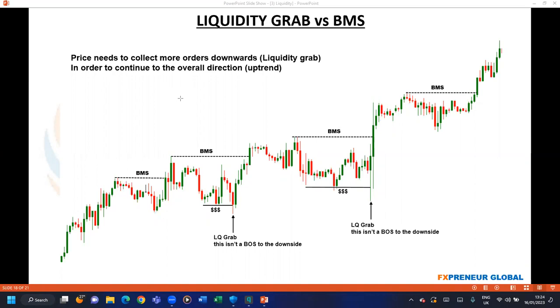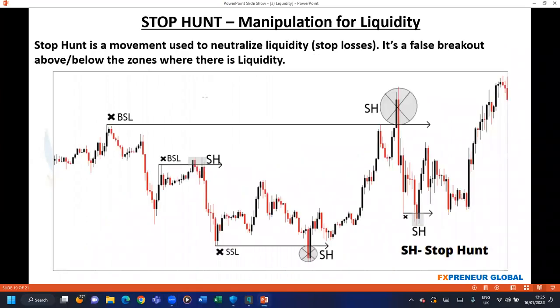Now look at what we have here. Here we have equal highs, sorry, equal lows. Equal lows, and this is the liquidity grab. This is a grab or the sweep for liquidity. Here we have another equal lows. And this intentional movement that leaves a wick is the sweep or the grab for this particular liquidity. All right. So that is the difference between liquidity grab and break of market structure.